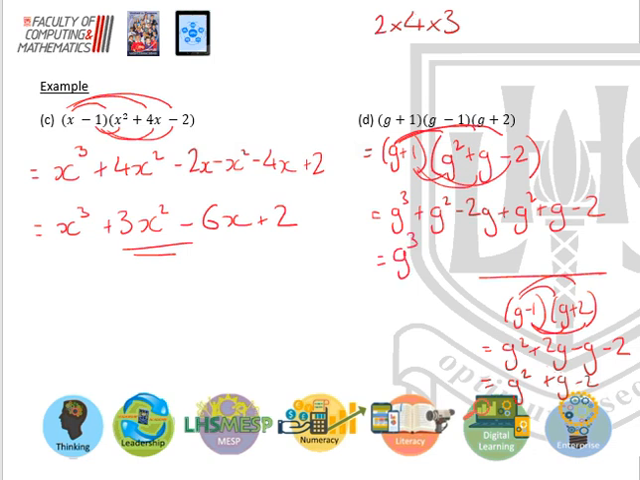Nothing happening with the g cubes apart from just that first one. g squared plus g squared is plus 2g squared. And then minus 2g plus g is minus 1g, or just minus g, and then the minus 2 at the end, just minus 2. Okay, so that's your final answer. This was just a bit of rough working.